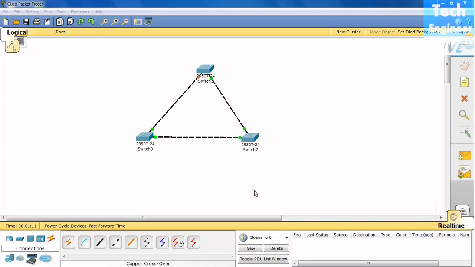In this tutorial, I'm going to discuss spanning tree protocol. What's the requirement of having such a protocol? In earlier days, we used to have a limited network, probably a LAN, where 2, 3, or 4 computers and devices were connected with each other.